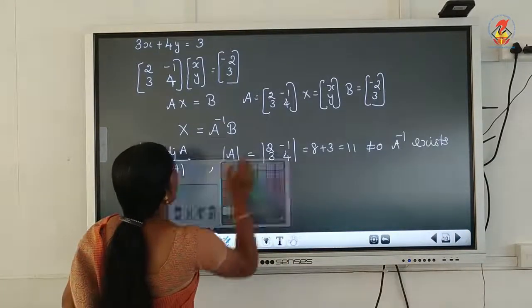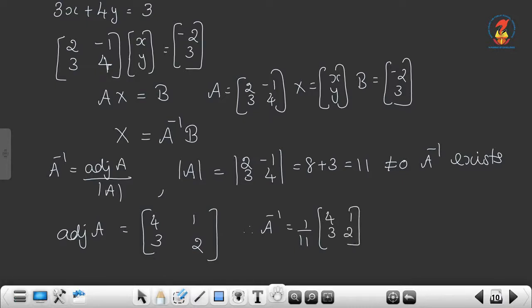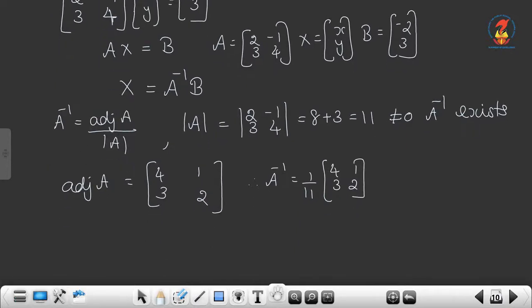So now the next step is the adjoint of A. It's a 2 by 2 matrix, so just interchange 2 and 4, and change the sign of minus 1 and 3. That is the adjoint of A. Therefore, A inverse is equal to 1 by 11 of 4, 1, 3, 2. That is A inverse. Now what is X?